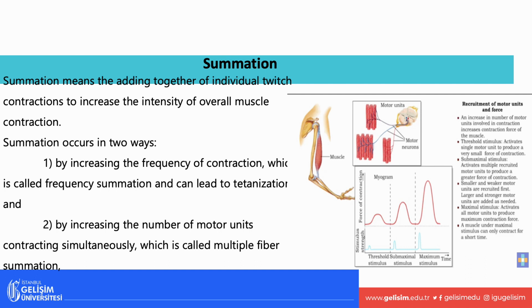There's temporal summation, which we also call frequency summation. They're both the same thing. This occurs when a muscle fiber is stimulated repeatedly before it has had a chance to completely relax from the previous stimulus. As a result, the force of contraction increases with each subsequent stimulus, and this leads to a sustained contraction that we call tetanus.